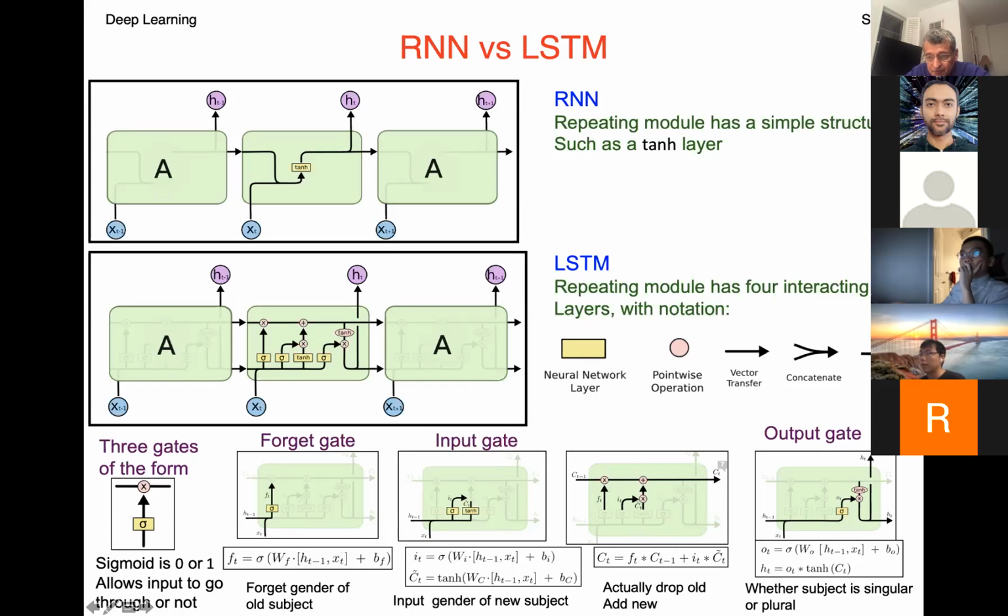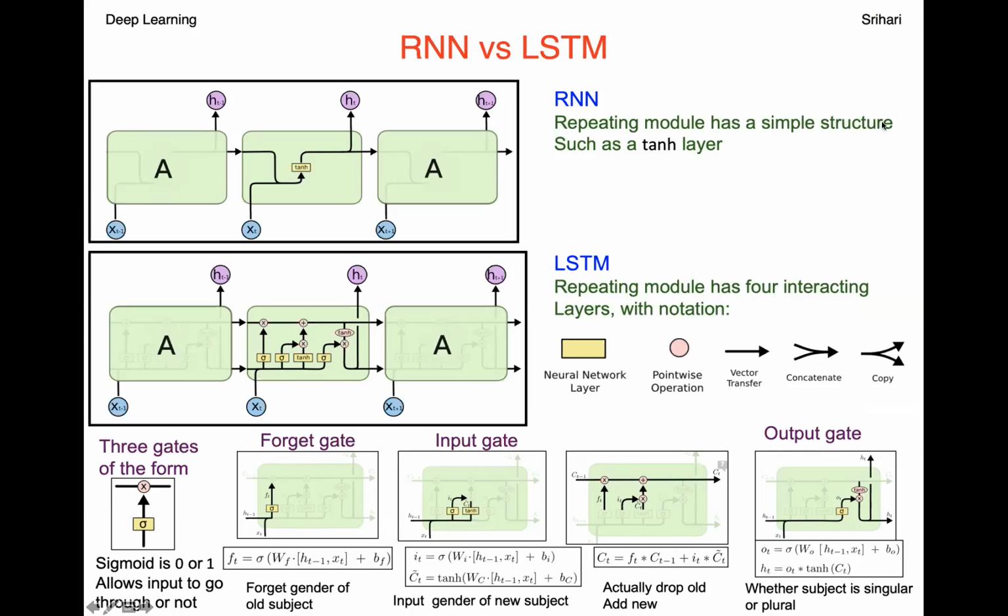And then what is this output gate? Output gate is the part, I'm having a hard time with this. Okay, who's on view? Okay, so that's better. So we have whether subject singular or plural and this kind of thing in the output gate is being formed.